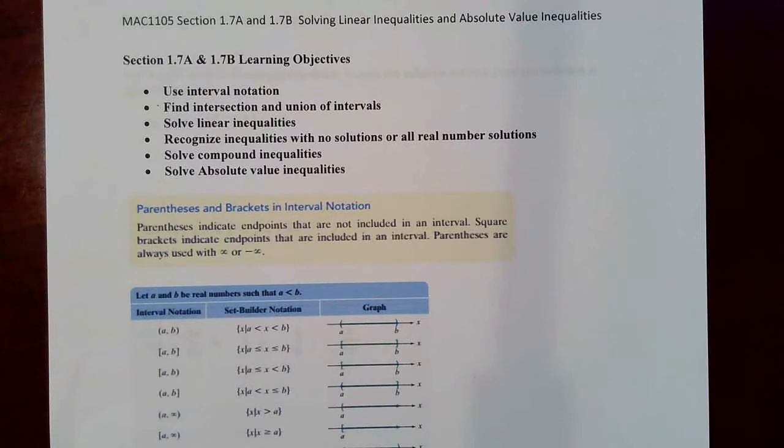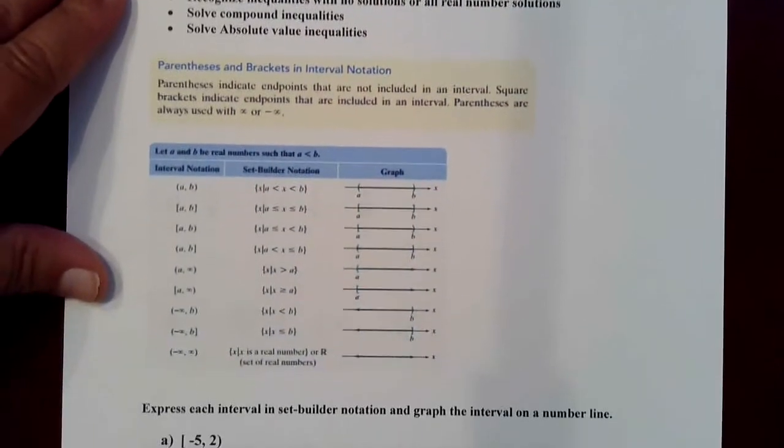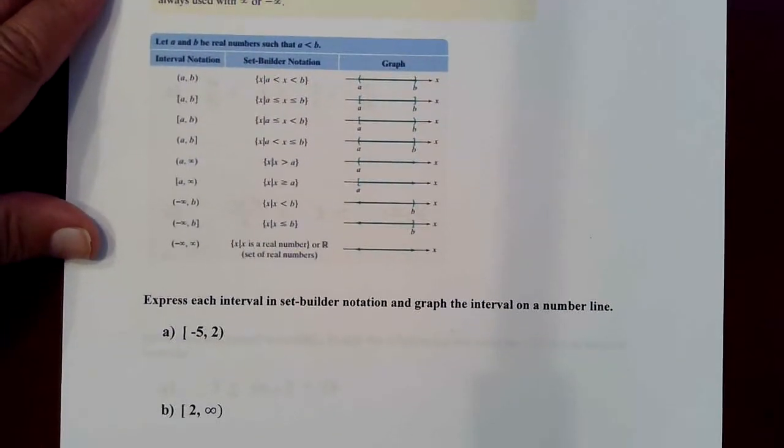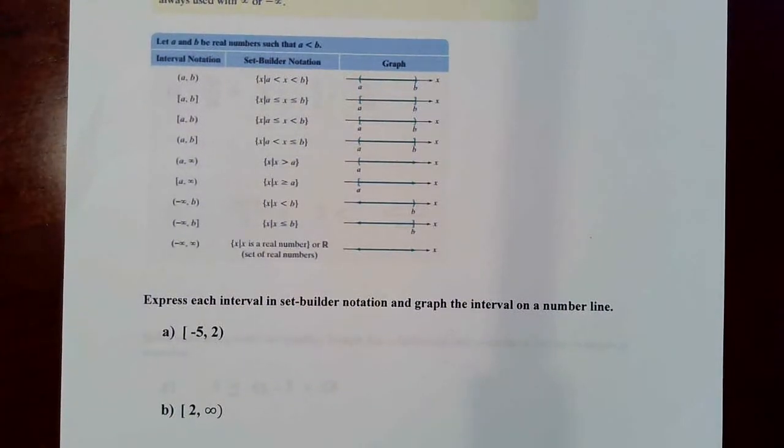Towards the end of the section, we're going to be learning how to solve compound inequalities as well as absolute value inequalities. Let's start by looking at the kind of symbols that we're going to use when we give our solution. So this is a little summary table regarding interval notation, if you're a little bit rusty on that.